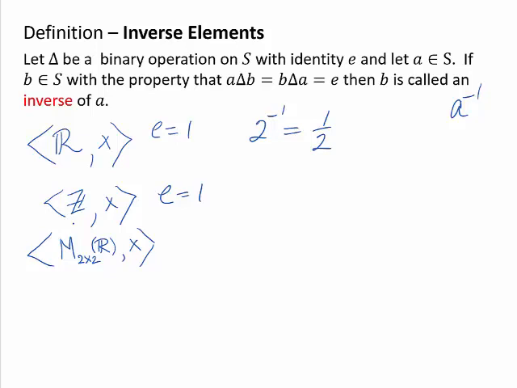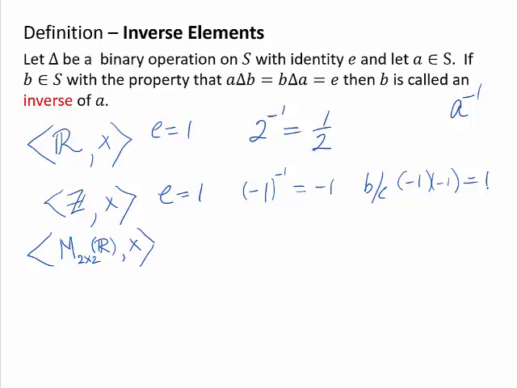So I could say the inverse of minus 1 is equal to minus 1, because when you multiply them together, minus 1 times minus 1 gives you the identity. Now in the integers, only 1 and minus 1 have inverses. In the reals, under multiplication, everything but 0 does.